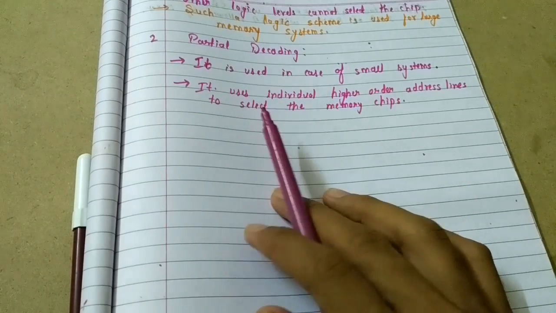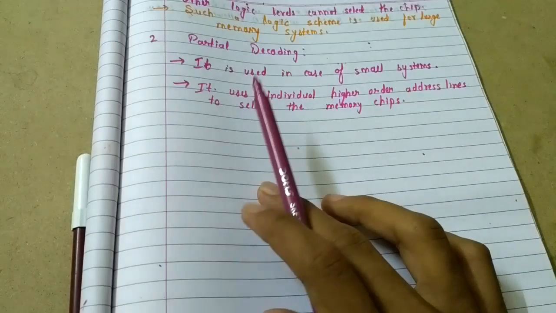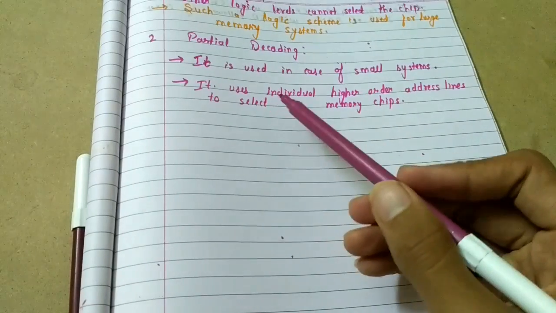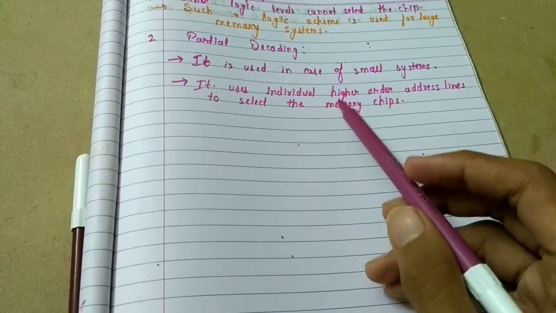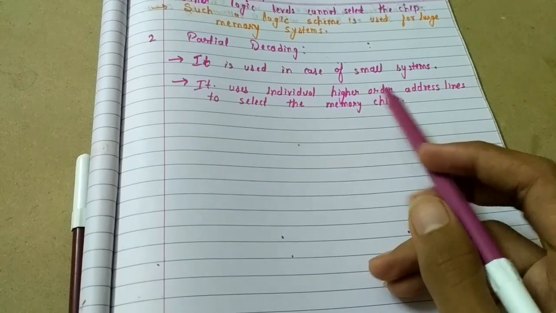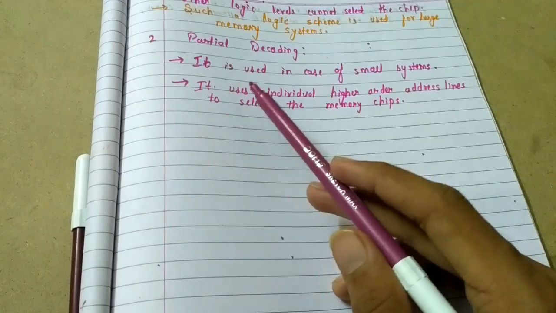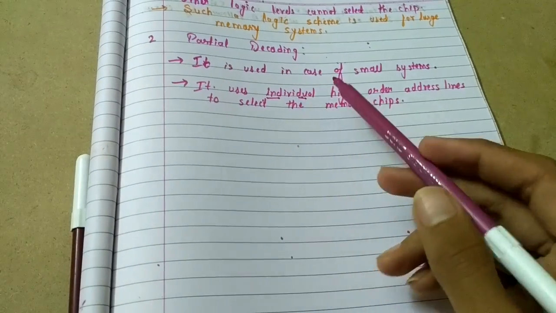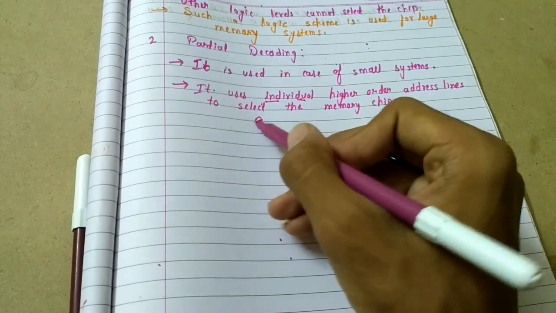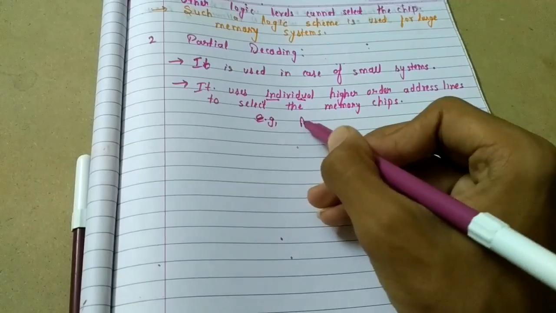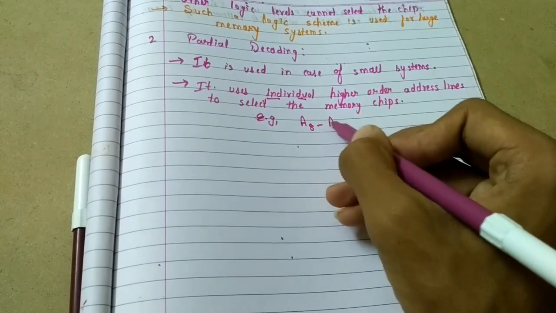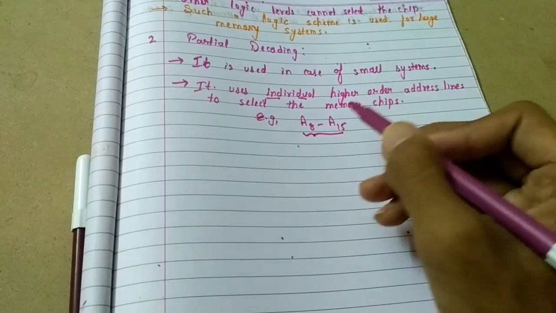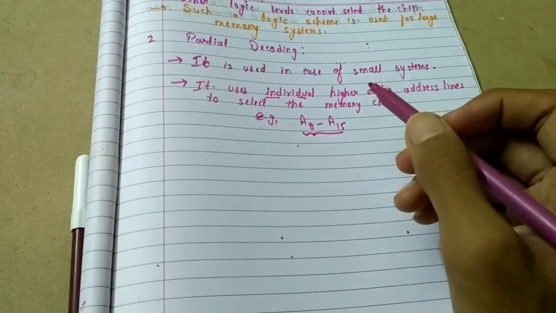On the other hand, in full decoding, some specified logic levels of higher order address lines are used to select the memory chips, while in partial decoding it uses individual address lines. For example, the higher order address lines are A8 to A15, so we can use any of the address lines between A8 and A15 while using partial decoding.